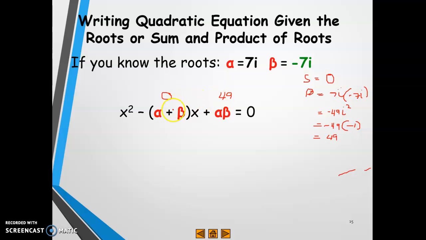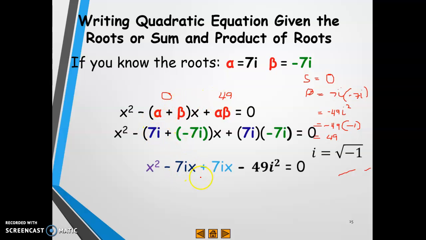Now, if we simplify that, it will just come up with this answer. Okay? Same thing will happen if you simplify this. It will just give you 0, right? 7i plus the negative 7i is just 0. And then this one, negative 49i squared, or positive 49.